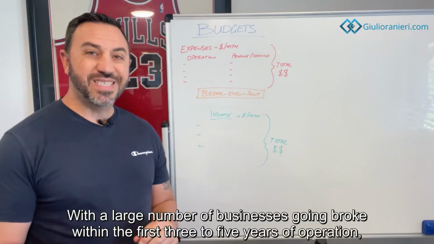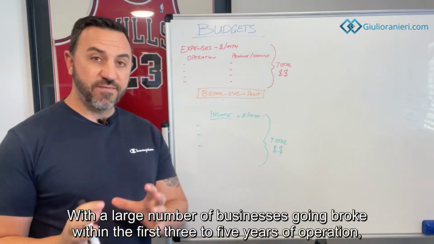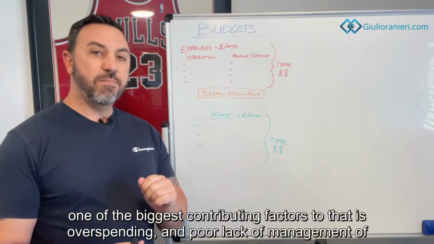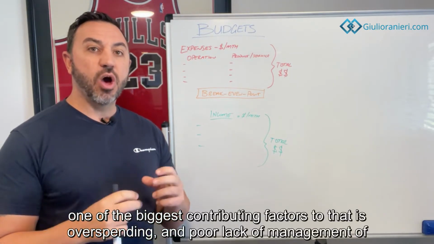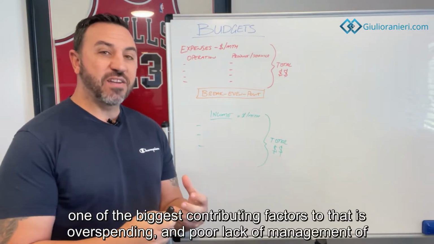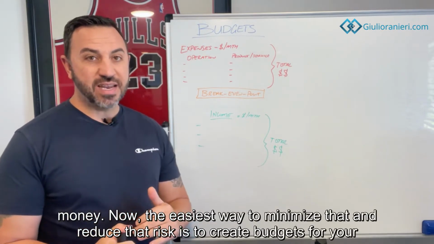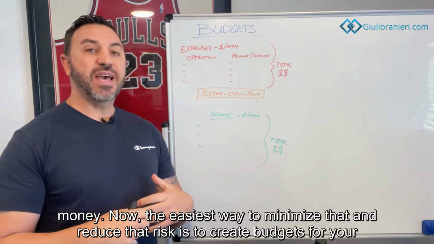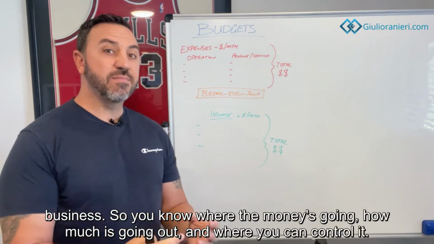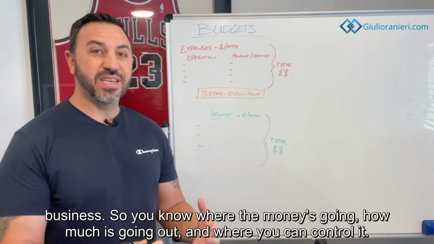With a large number of businesses going broke within the first 3 to 5 years of operation, one of the biggest contributing factors is overspending and poor management of money. Now, the easiest way to minimize that and reduce that risk is to create budgets for your business, so you know where the money's going, how much is going out, and where you can control it.